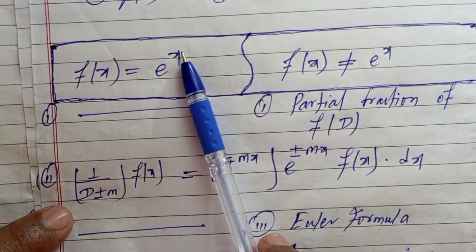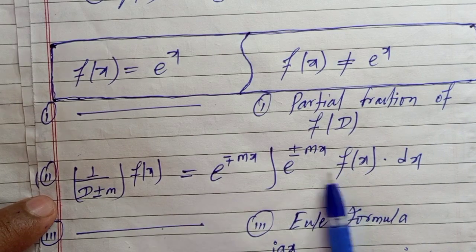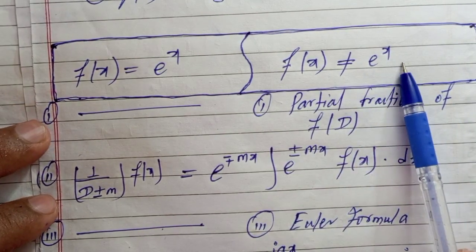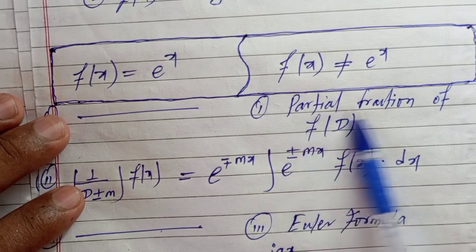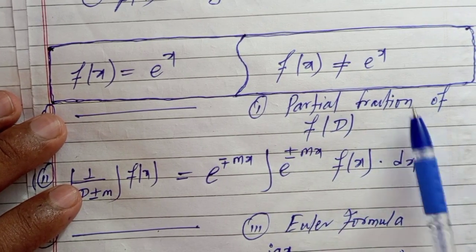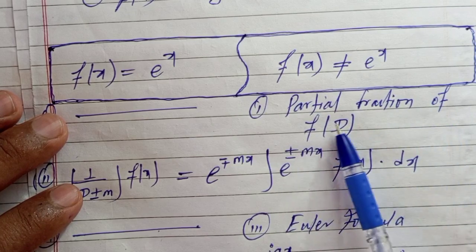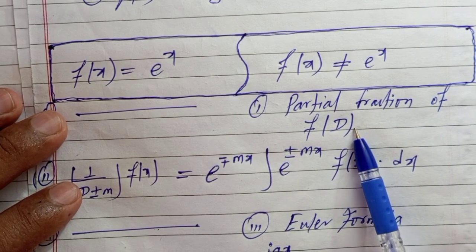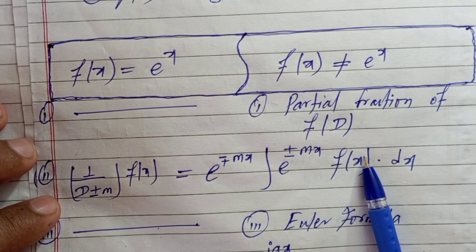If there is a function of e to the power x, then we are going to follow one formula only. But if it is not in the form of e to the power x, then first we have to convert our denominator, that is function of D, into partial fractions. Means if it is not in e to the power x, then we are going to use partial fractions of function of D. Then after we will use this formula, which is common in both.